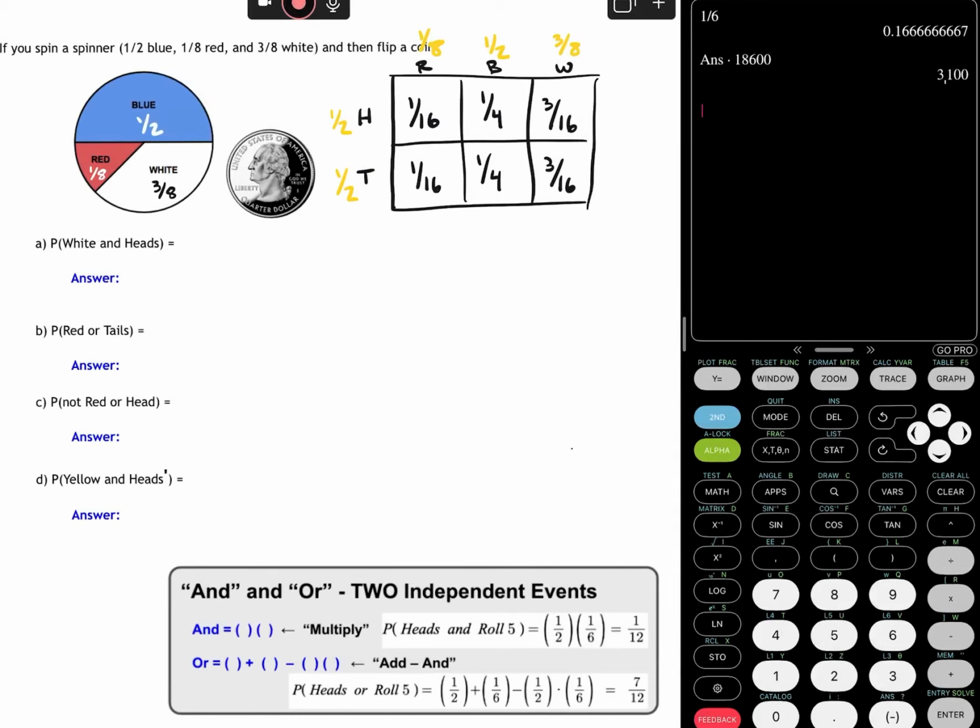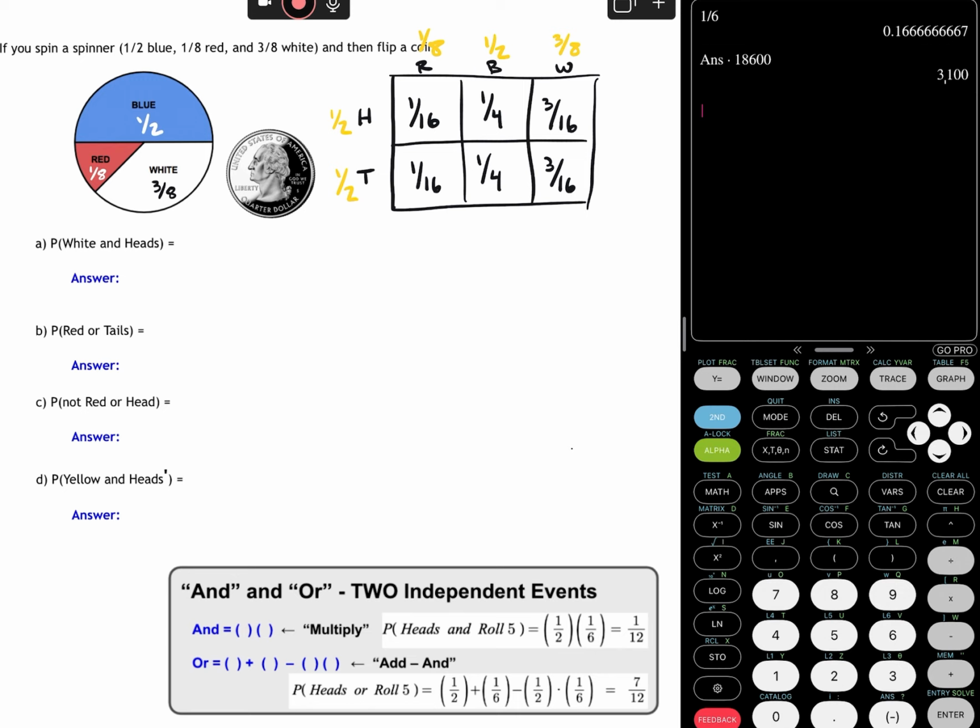This question is asking us to find the probabilities of two event outcomes. So these events are spinning a spinner and flipping a coin. The spinner probabilities are listed here, and heads, of course, is going to be 50-50. And these are two independent events because what happens with the spinner has no effect on the coin or anything like that.